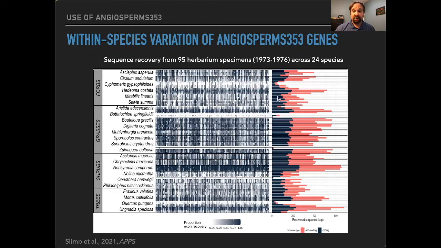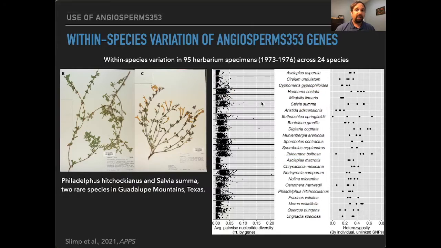Overall, the recovery of exon sequences in blue and flanking non-coding sequences in orange was really good and gives us confidence that there will be variation within species. Indeed, there was substantial variation within species for the Angiosperms353 genes, whether measured by pairwise nucleotide diversity, or pi, on the left, or heterozygosity across genes on the right. This really showcases the potential of Angiosperms353, as we were able to sample tissue from these 50-year-old herbarium specimens and learn something about their genetic diversity. We're excited about potential future use in conservation genetics of these rare species in the Guadalupe Mountains region.